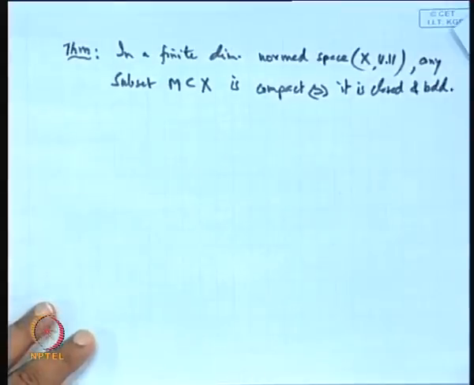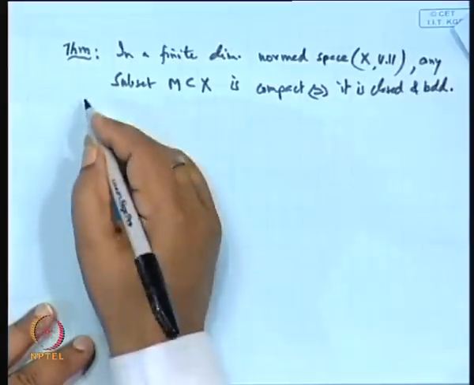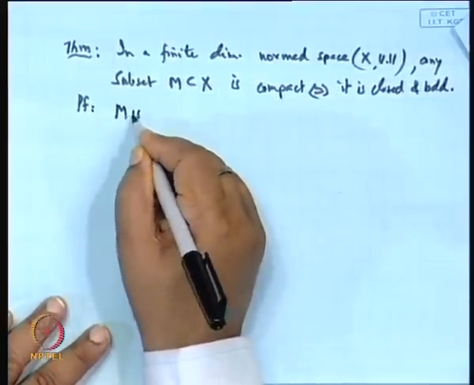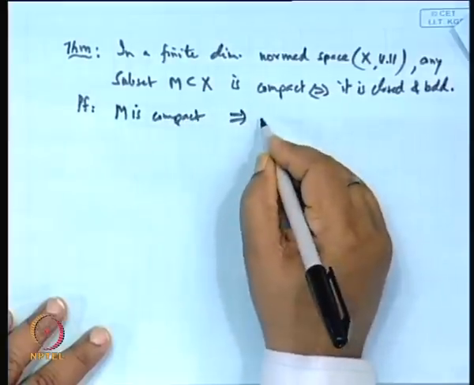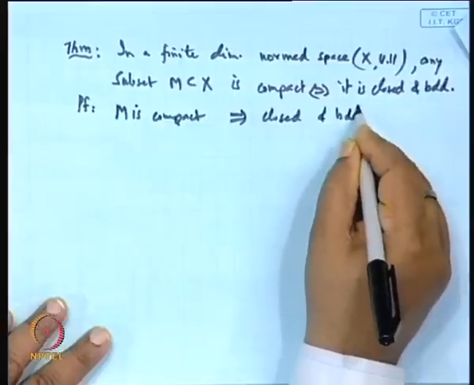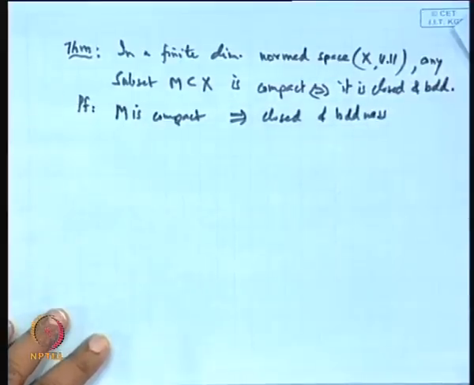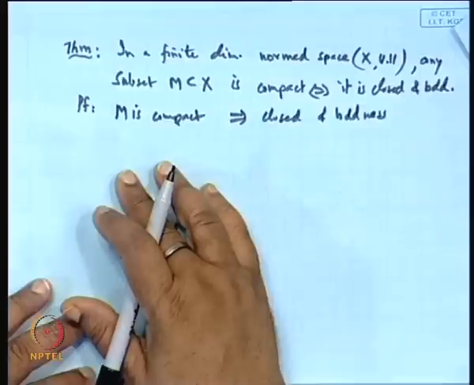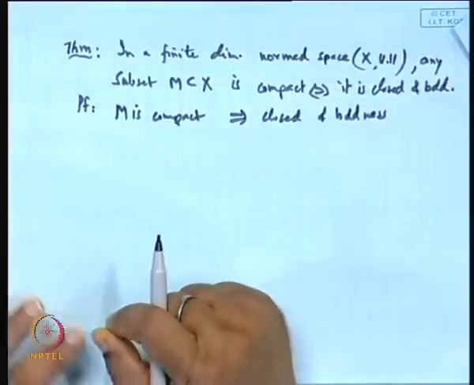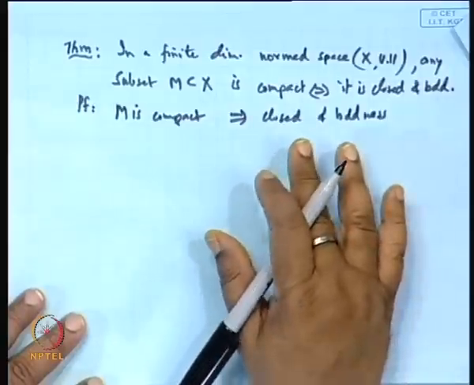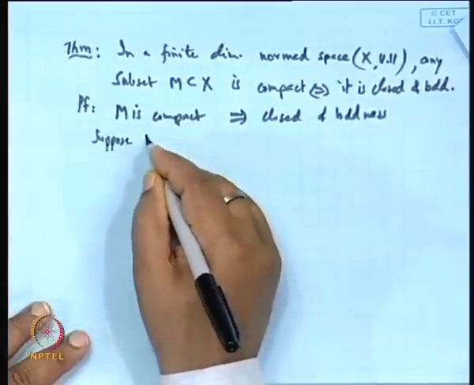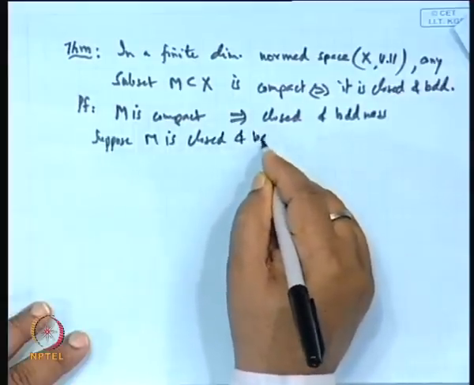Okay. So, we have already seen the one way: if M is compact, then it implies closed and bounded. Every compact set is closed and bounded, whether the space is finite dimensional or infinite dimensional. The other way around was a problem, because in the infinite dimensional case, we have seen that closed and bounded need not imply compactness. But here in the finite dimensional case, we will prove that even a closed and bounded set will be a compact set. So, suppose M is closed and bounded. Okay, this is given.